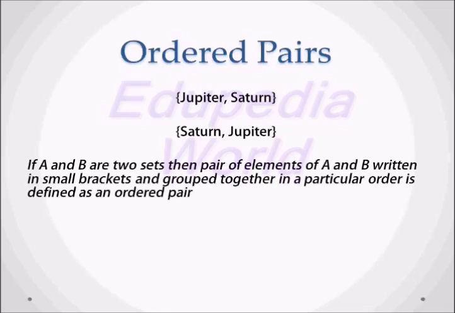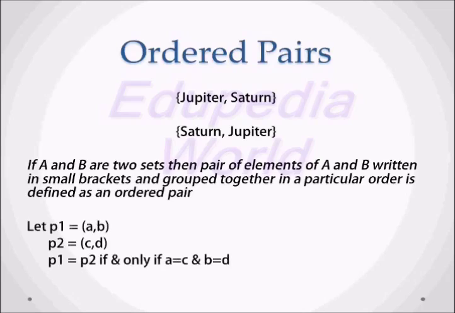If A and B are two sets, then a pair of elements of A and B written in small brackets and grouped together in a particular order is defined as an ordered pair. Let P1 equals ordered pair (a, b) and P2 equals ordered pair (c, d). P1 equal to P2 if and only if a equal to c and b equal to d. That is, first component of P1 equals first component of P2. Similarly, second component of P1 must be equal to second component of P2.